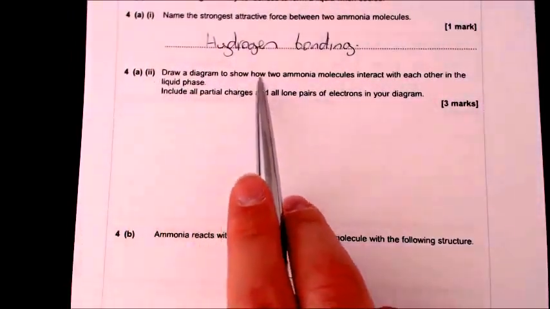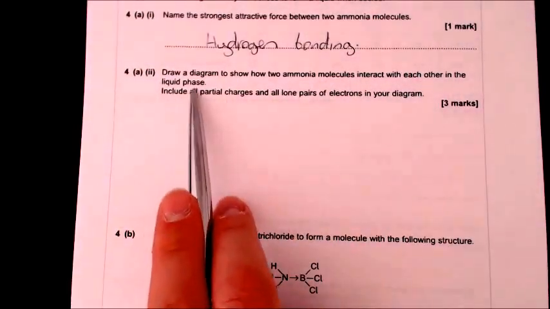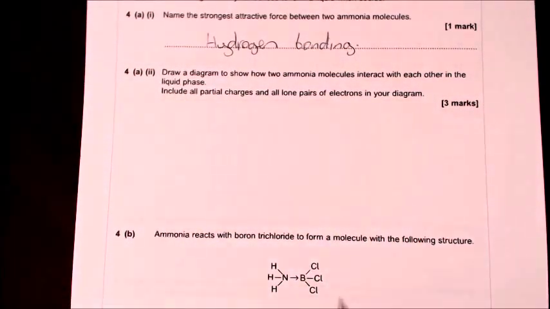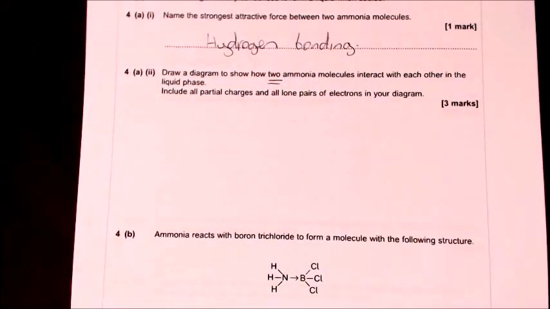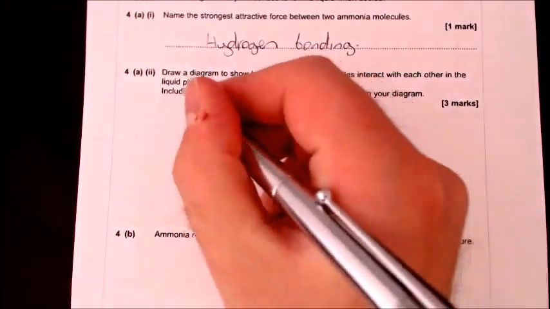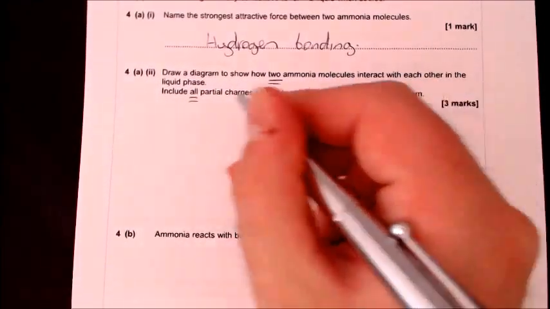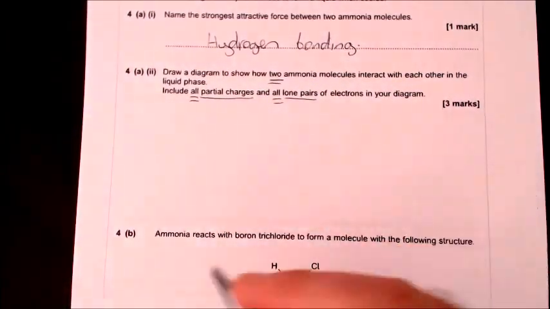So it says draw a diagram to show how 2 ammonia molecules interact with each other in the liquid phase. Include all partial charges and all lone pairs of electrons in your diagram. So what we're looking for is 2 ammonia molecules, and so that's what we're going to draw. And we need to show how they interact. We need to include all partial charges and all lone pairs as well. So they're really, really important. So that's what we're going to do.